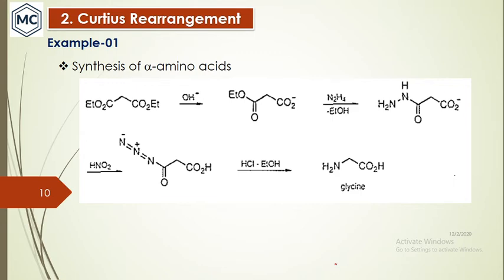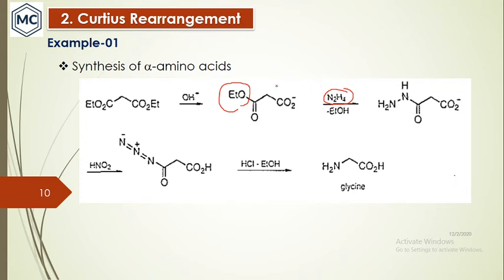One example for Curtius is that you can use it for synthesis of alpha amino acids. For example, glycine can be prepared by the Curtius reagent. You start with a diester, and in the presence of base, one of its esters gets partially hydrolyzed, and you can see that CO2 minus becomes. Then it reacts with hydrazine, and the ethoxide will leave, and it can attack this.